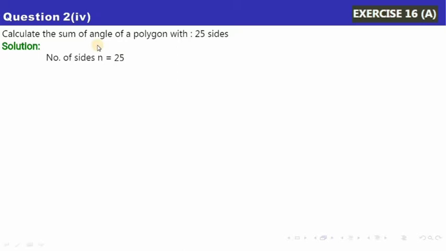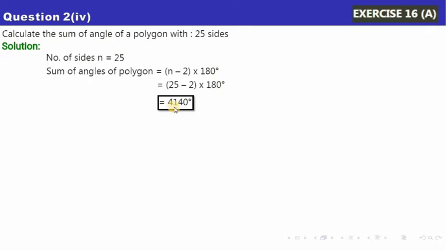In this case I'm taking question number 4, where the number of sides is given to be 25. Again use the very same formula. Here the value of n is 25, so 25 minus 2 is 23, and 23 into 180 becomes 4140 degrees. So the sum of the interior angles of a polygon with 25 sides becomes 4140 degrees. Pause the video and note down your solution.